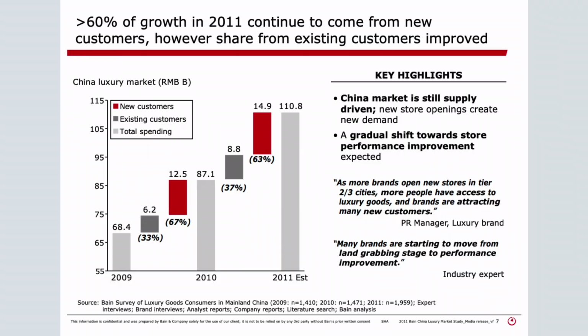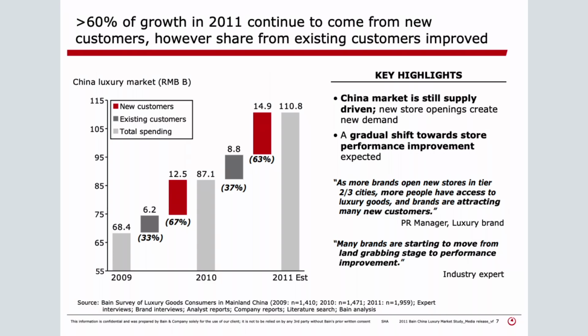The first and most important thing to notice about this slide is the title, which is the most important part of any data-heavy slide like this one. So let's read it. Greater than 60% of growth in 2011 continued to come from new customers. However, share from existing customers improved. And there's two things they've done here that are really critical.